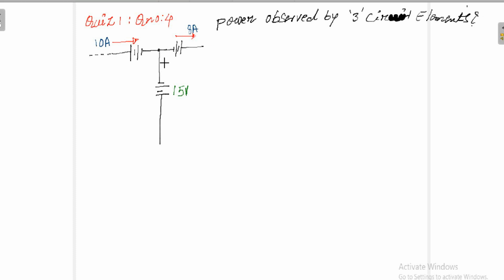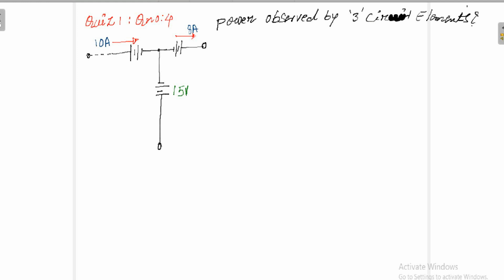So here you are having the voltage of your battery, 10 amperes current flowing, 8 amperes, and this is your 15 volts. So this is point 1, second point, and here it is the third point. We want to find the power.